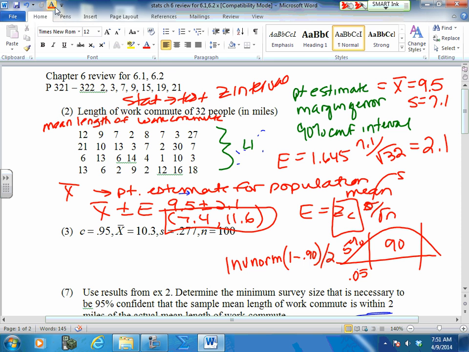No, T is only when we follow the chart: if it's less than 30 and we don't know the population standard deviation. Otherwise, you use the sample standard deviation. Yeah, because these are your samples. S for sample. Okay, any questions on this? All right.